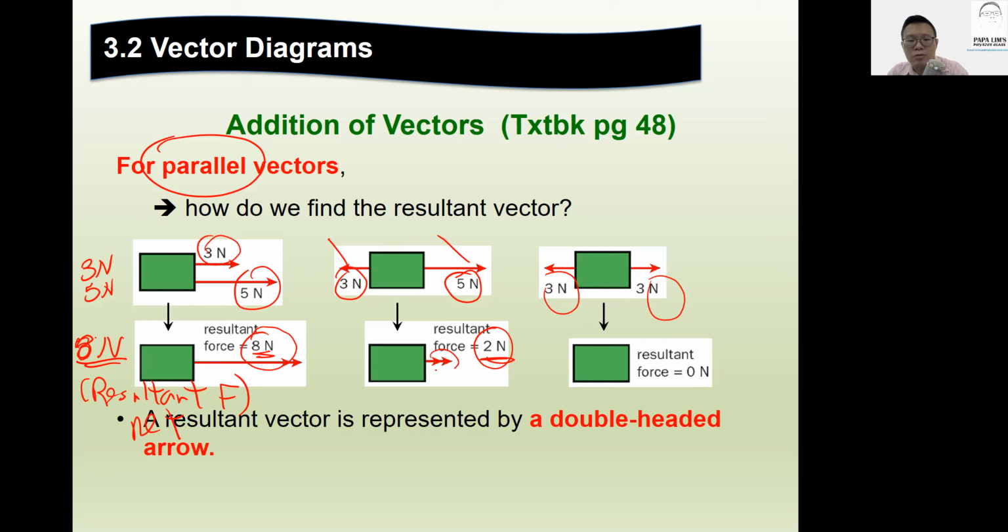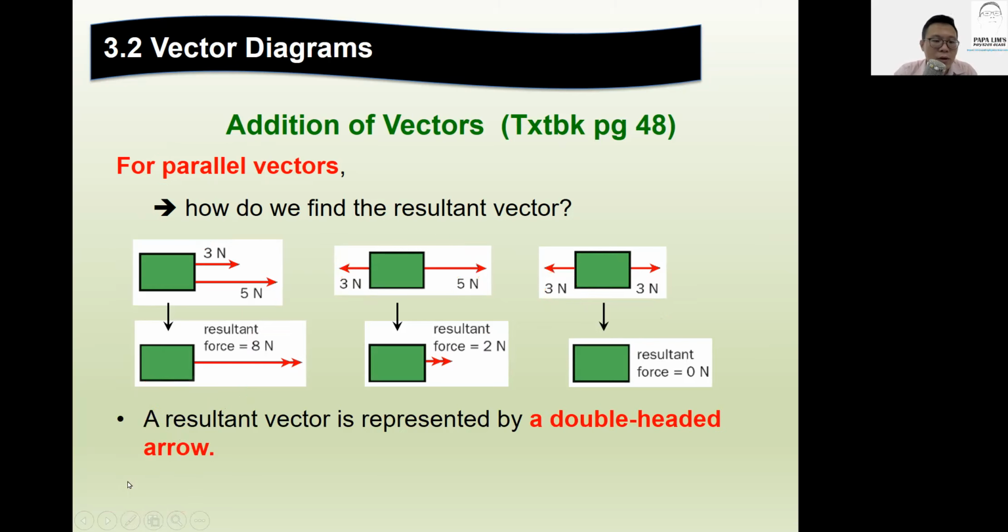Take a look at the drawings. I can actually replace the forces with the resultant force. How do I write the resultant force? I denote it with a double arrow sign. The double arrow denotes the resultant force, or the final force that is acting on the body. Take note, it's just a convention. If not, there will be a lot of arrows flying on the bodies.